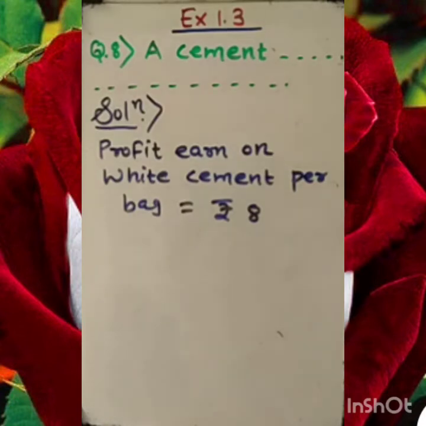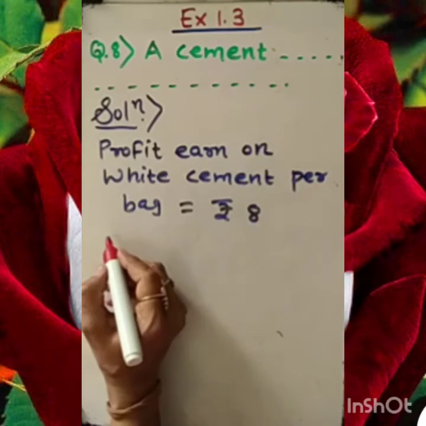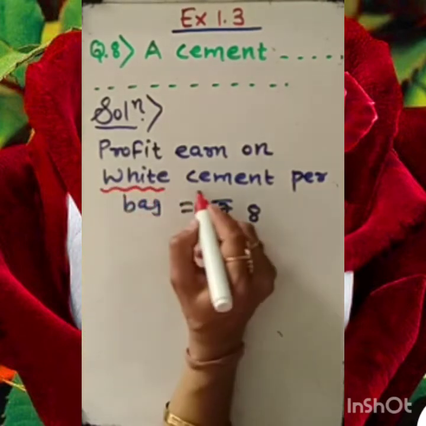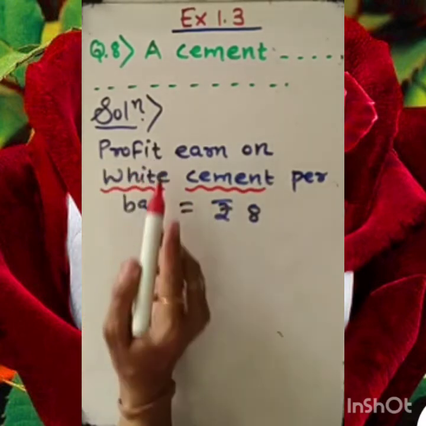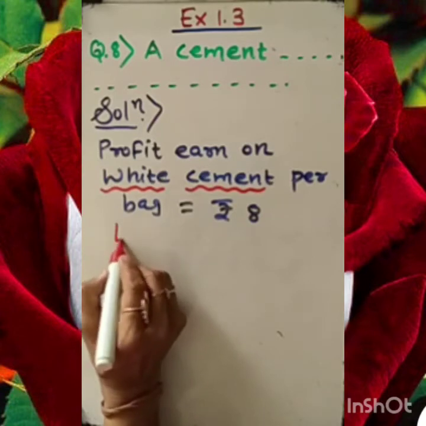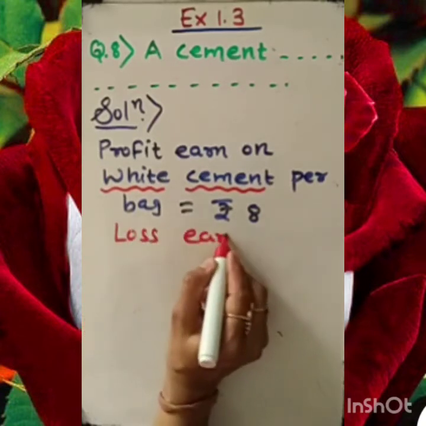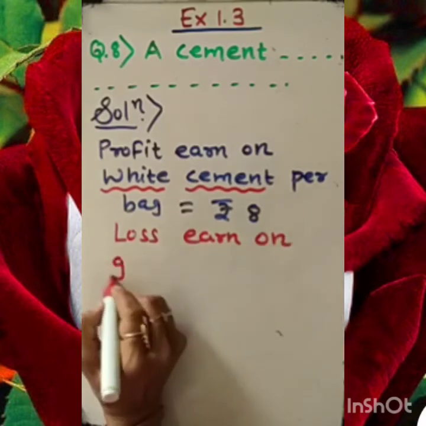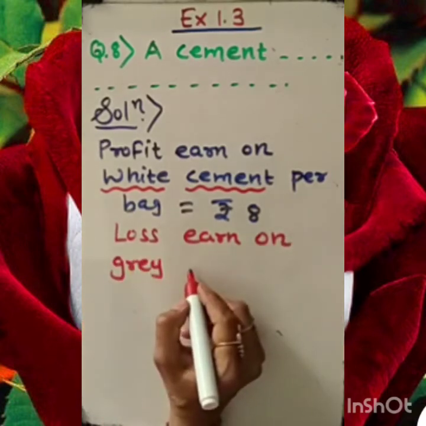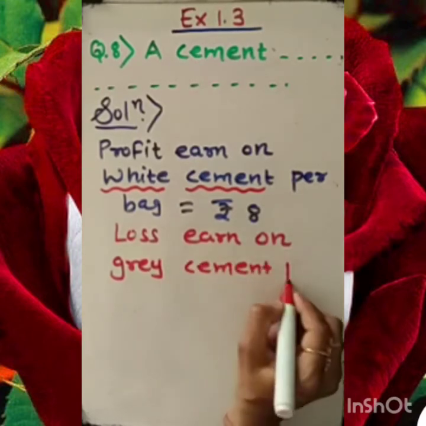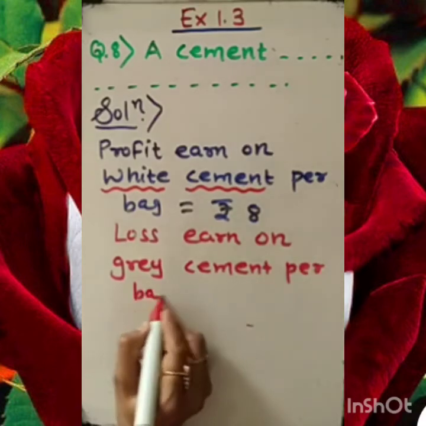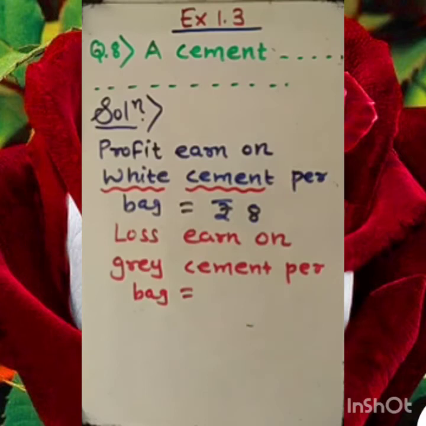Next, we are given a loss of rupees 5 per bag on grey cement. Two types of cement are there, white cement and grey cement. But here white cement is giving profit, and the other is a loss. So loss on grey cement: loss earned on grey cement per bag, because this is the amount which we are given, individually per bag.